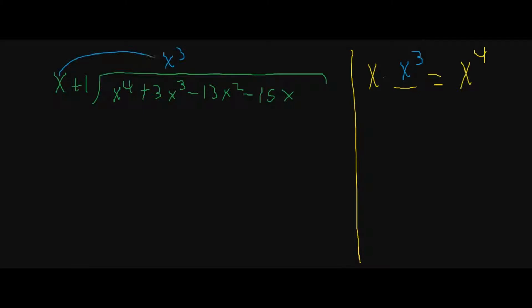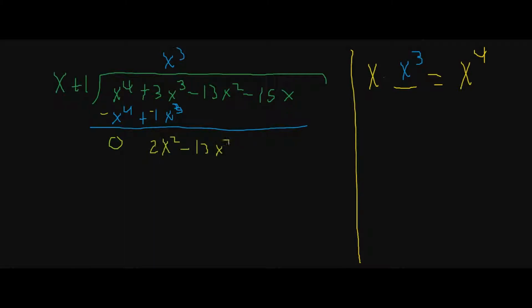So that means that over here I'm going to have x to the 3rd. Now we just multiply. What's x times x to the 3rd? That's going to be x to the 4th. And then what's 1 times x to the 3rd? That's going to be plus 1x to the 3rd. Sorry. Okay, now we put the little line underneath. Now we just subtract these, and we're going to get 0. Well, 3x to the 3rd minus 1x to the 3rd is going to give me 2x to the 3rd, minus 13x squared minus 15x, because I'm just bringing these down.